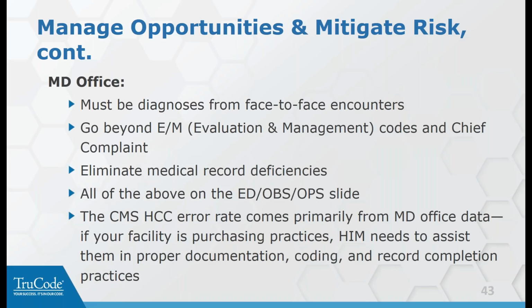And one of the things you need to be aware of is that the HCC error rate that CMS looks at comes primarily from physician office data. So if you're working in a facility that is purchasing physician office practices, the HIM people need to be involved in assisting the physician offices in proper documentation and coding and record completion to make sure that it's done correctly and that the HCC risk factors are going to be computed accurately.